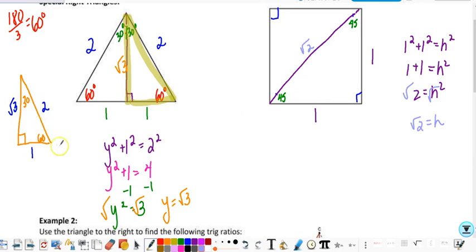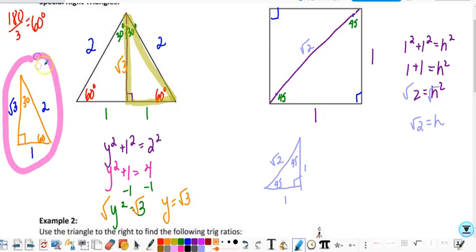So we have a 30, 60, 90 special right triangle and a 45, 45, 90 special right triangle, where across from each 45 is 1 and the hypotenuse is root 2. These are the 2 triangles we are going to use over and over and over again. So 30, 60, 90, I would put this one on a note card, and 45, 45, 90, I would put this one on a note card.